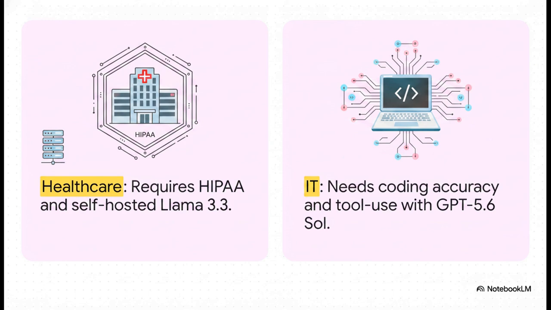But on the flip side, IT and software dev, they demand crazy high coding accuracy and complex agentic workflows. For them, privacy might be slightly less of a roadblock than pure capability, making those frontier models like GPT 5.6, Sol, or Claude Opus 4.7 the undisputed champions.